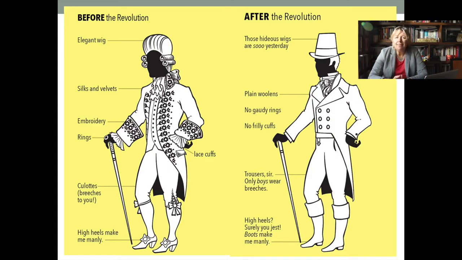After the revolution, the same values of being masculine, of being sophisticated and educated and cultured, are expressed through completely different clothes. So no wig, you have a hat rather. Woolen fabrics in dark color rather than embroidered silks. A very limited amount of accessories and jewelry. Trousers and boots rather than culottes and high heel shoes. And this all is meant to express the same values, but the culture changed. So the values, let's say, of what makes a man masculine, strong and attractive are completely changed.